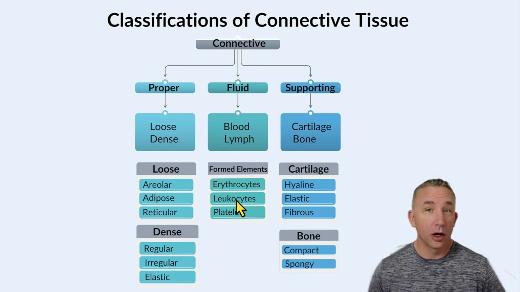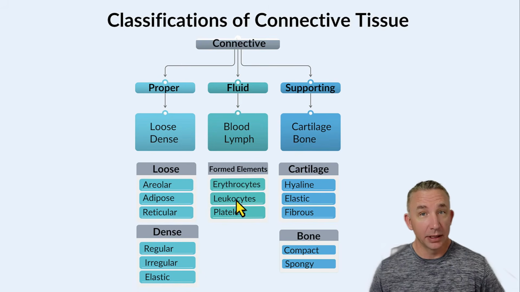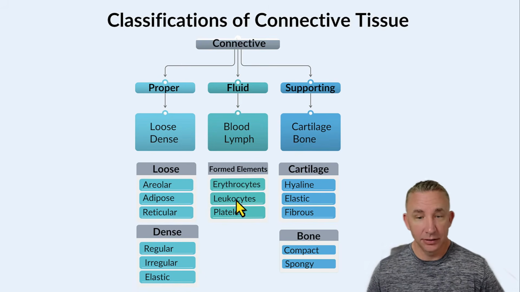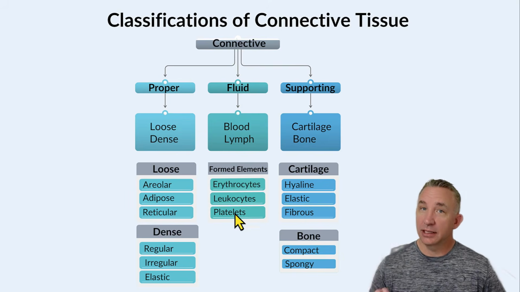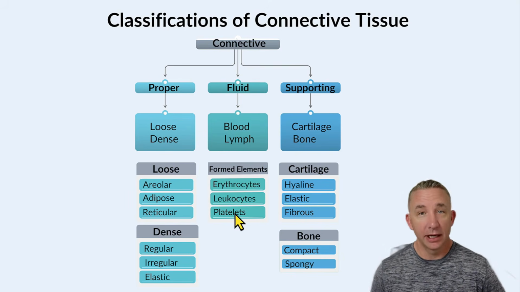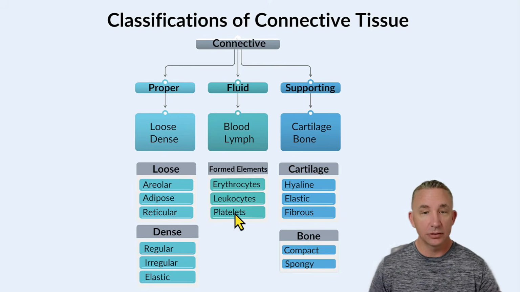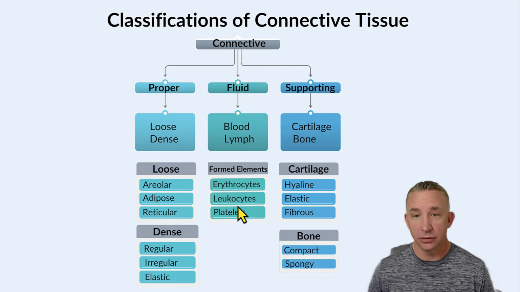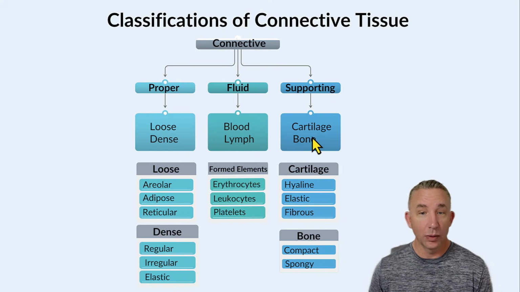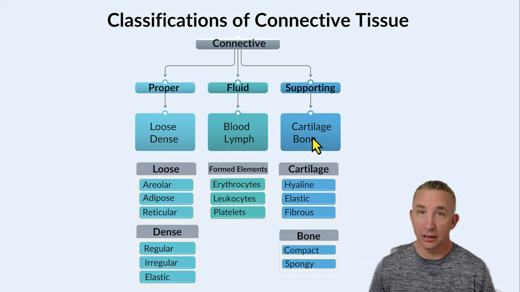Leukocytes are all my white blood cells that help me with illness and disease and immunity. Platelets, they're not cells, they're fragments of cells, but they help with clotting and protecting us so we're not bleeding uncontrollably. So platelets for clotting. So those are all our fluid connective tissues. And then we get into supporting, 2 types, cartilage and bone.